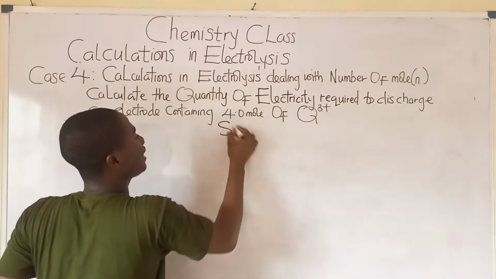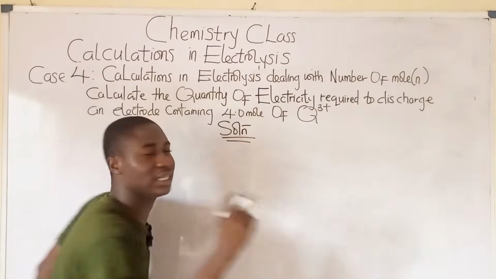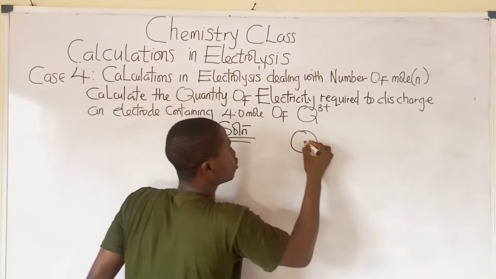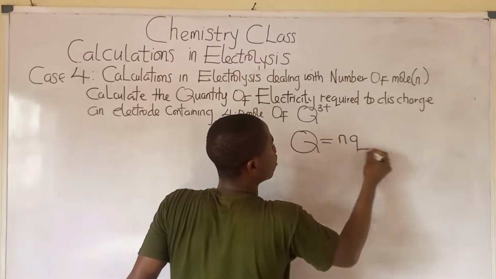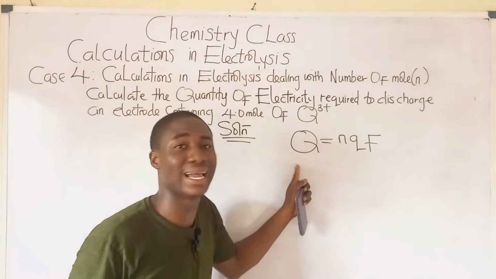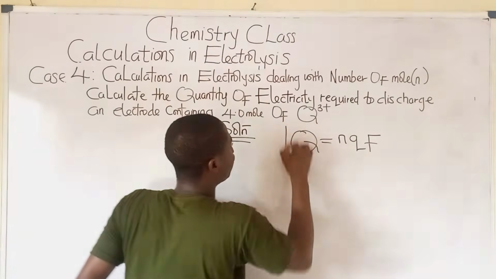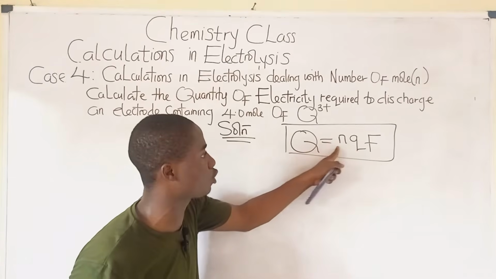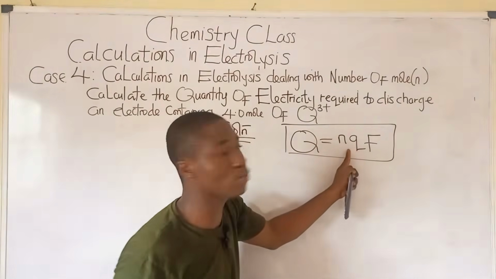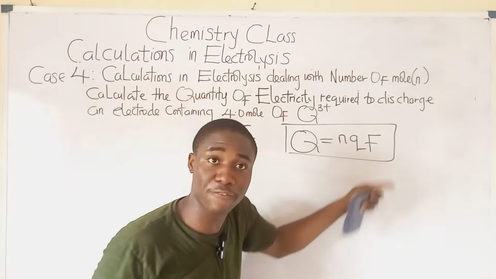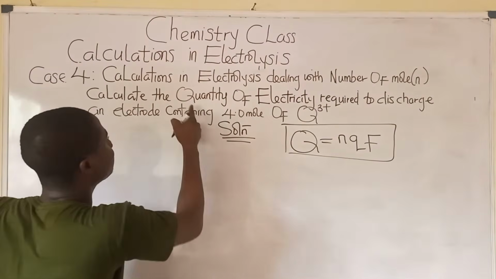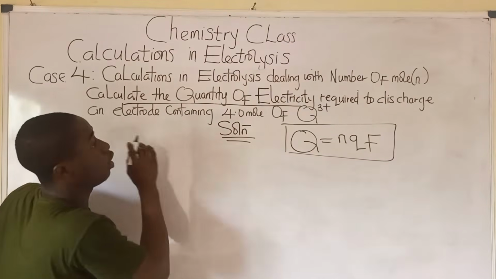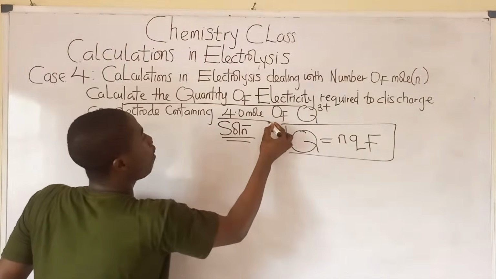Now, as earlier said in the previous case, where I wrote a formula in a box, I said that formula is going to help us solve questions on this particular case we are discussing now, and this was the formula. Q is equal to NQF, which is quantity of electricity is equal to N number of moles, small q, charge of elements, F Faraday's constant. In this particular question they're asking us to calculate the quantity of electricity required to discharge an electrode containing 4 moles.